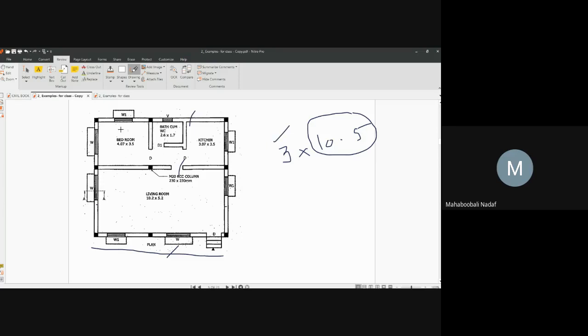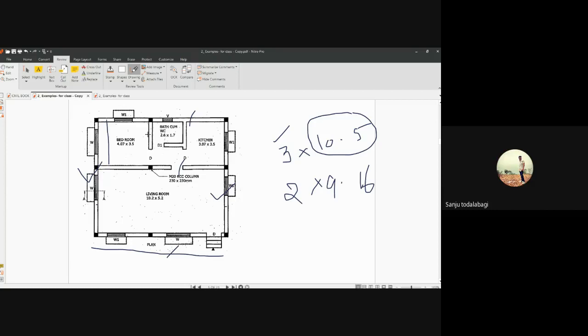Okay, now this side, I will slowly go. 0.23 by 2, 3.5 plus 0.23 plus 5.2 plus 0.23 by 2. How much? 9.16. It is 9.16. So that type of walls are how many? 2. Okay. Now another 2 walls are there.